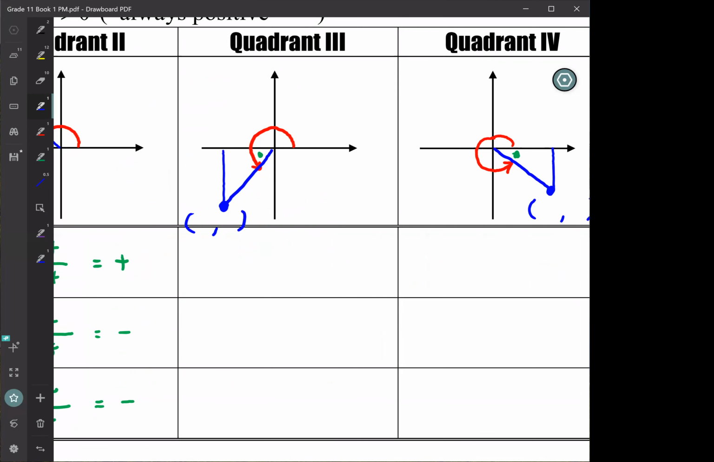Okay, Evan, can you tell me the coordinate for quadrant 3? What's the sign? I don't know if it's right, I got negative and negative. Yeah, negative, negative is correct.